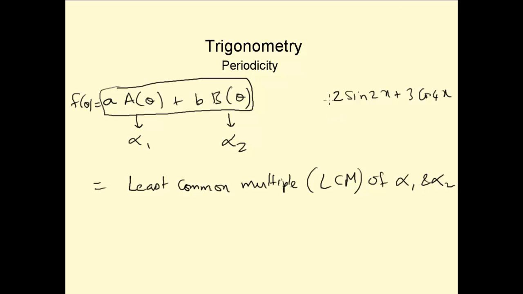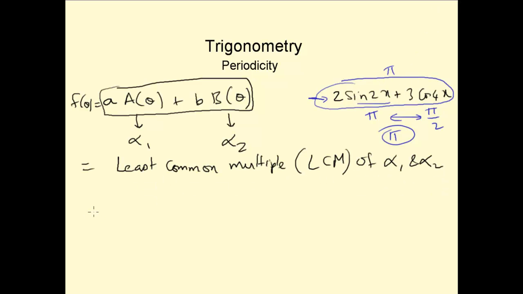So for example, for this question here, the period for sine 2x is 2 pi over 2, which is pi, and the period for cos 4x is 2 pi by 4, which is pi by 2. So what is the LCM of pi and pi by 2? It's pi. So the period of this whole function is pi.